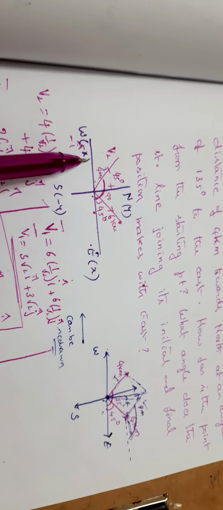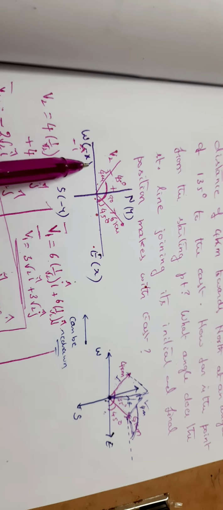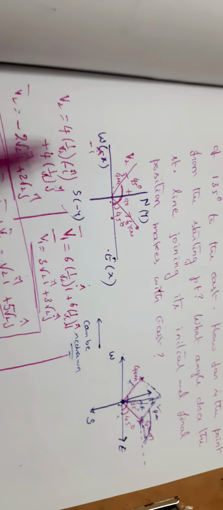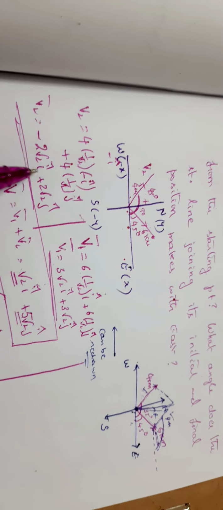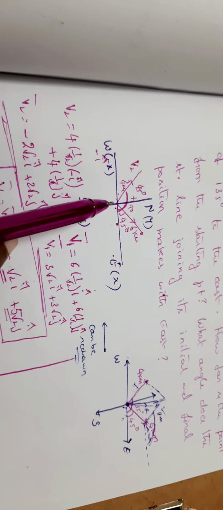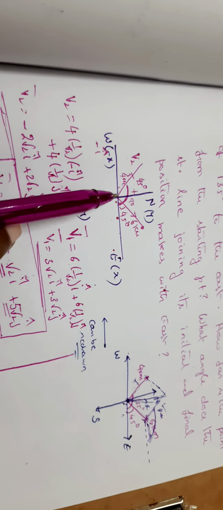And this can also be resolved into two components. One acts here and one acts here. And since it acts along the negative x-axis, you'll get minus i cap. So both the components I wrote using the formulas a cos theta, a sin theta.